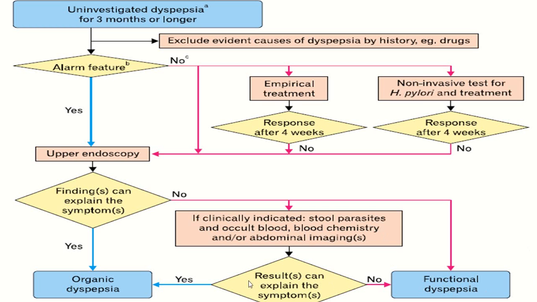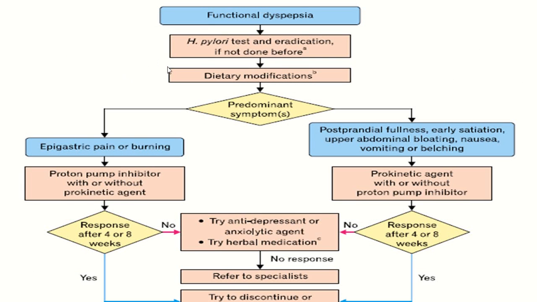If results do not explain the symptoms, it is more in favor of functional dyspepsia. If results explain the symptoms, it is more in favor of organic dyspepsia. So in functional dyspepsia, you always try to identify H. pylori, and eradicate that if not done before.